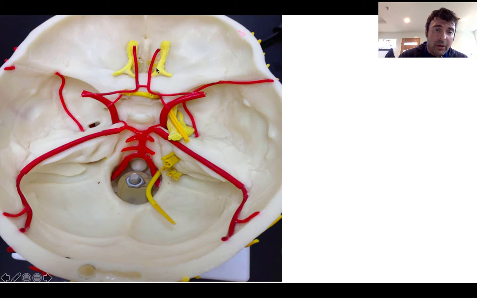So, circle of Willis. If one of these becomes clogged up, let's say that you had a blood clot or an occlusion of the vertebral artery, this other vertebral artery would be able to feed into this circle of Willis, and you would still be able to get blood flow, albeit reduced blood flow, to the same regions of the brain. That's really important.